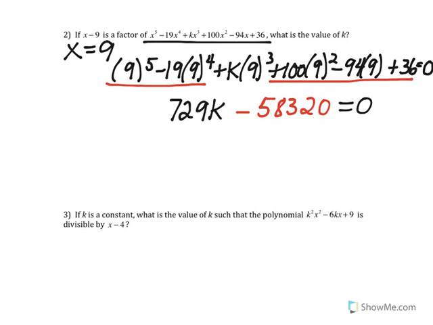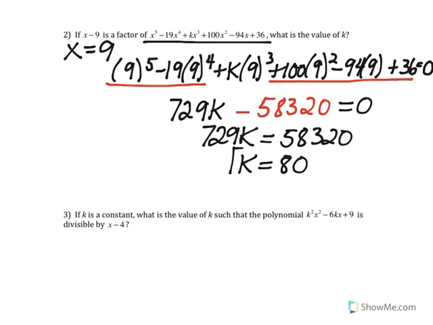Again, that's still equal to 0. So we'll add the 58,320 to both sides, and divide by 729. That will give us a k value of 80. Again, you can always check this by putting the 80 right into this spot here and just recalculating and making sure you do get it equal to 0. That's a good way to check it with the calculator when you're doing your practice.